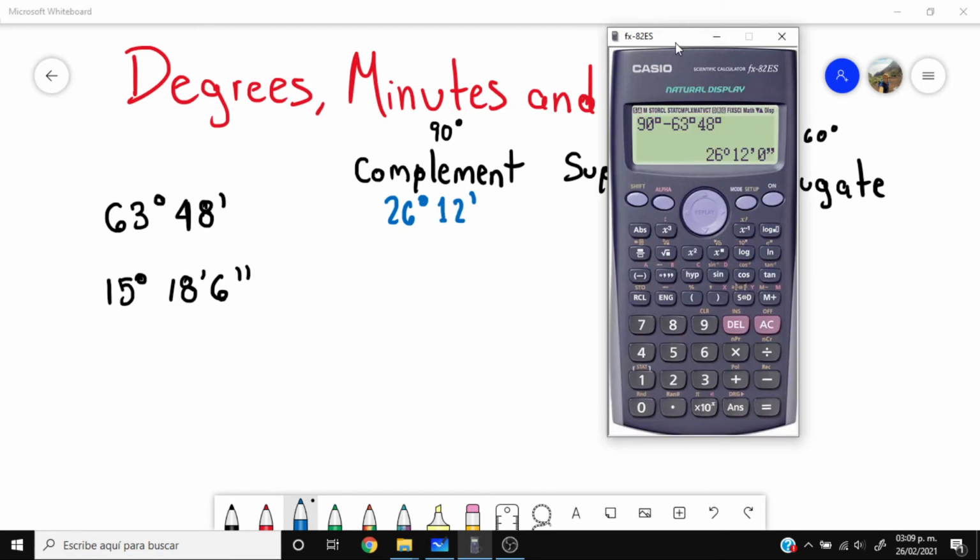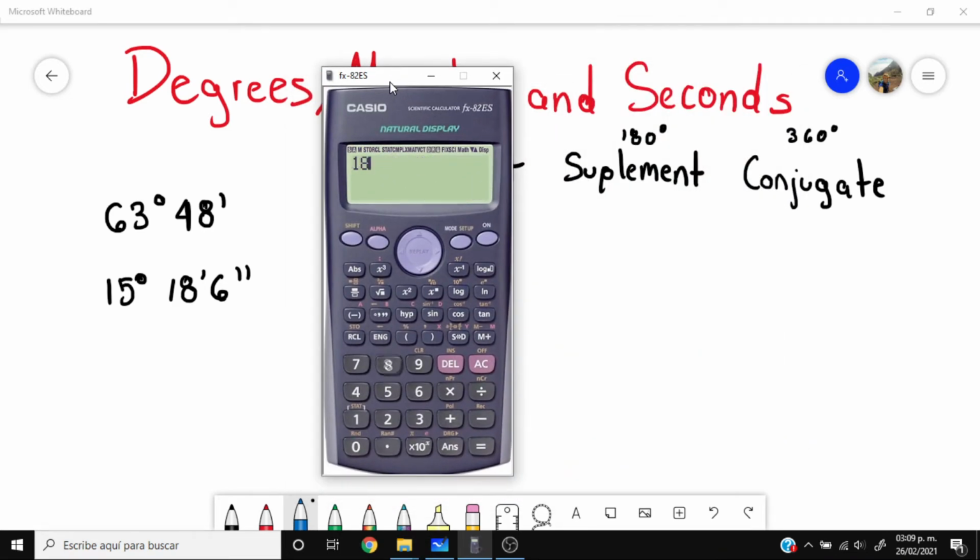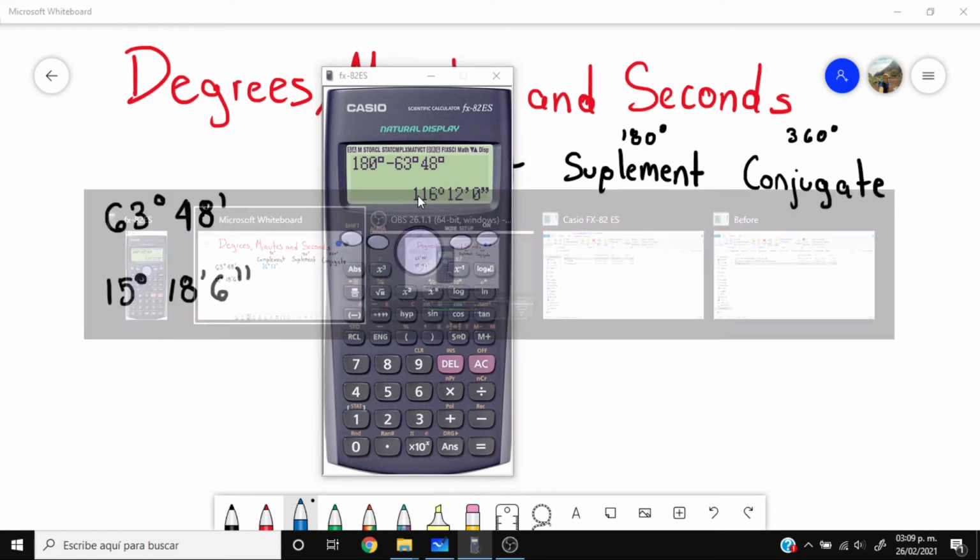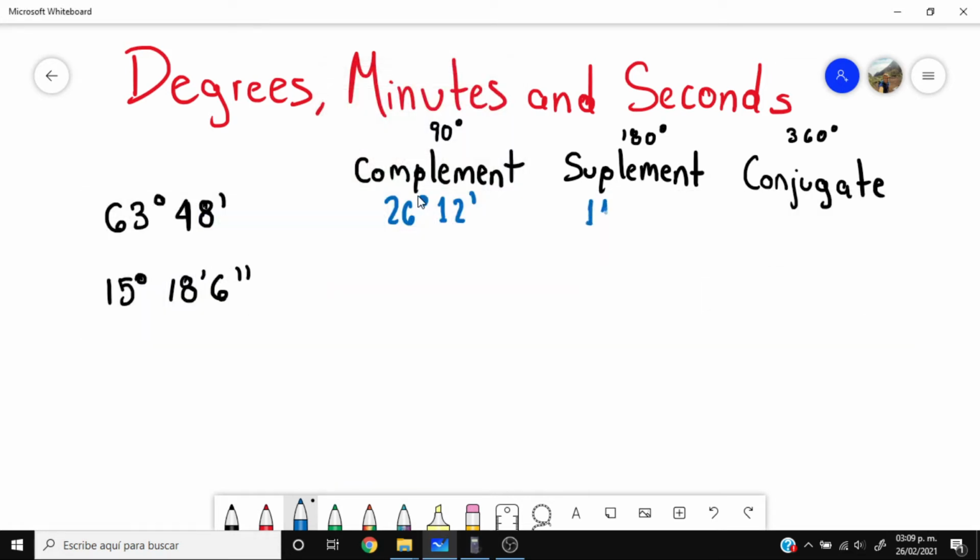Let's do it with the 180. So 180, I press this button over here, minus 63 degrees and 48 minutes, equal. That will be the answer, 116 degrees and 12 minutes. I guess you already got the idea. I'm gonna leave you to find the 360 degrees for this one, and I'm going to jump to the next one. I'm gonna leave this one to you.